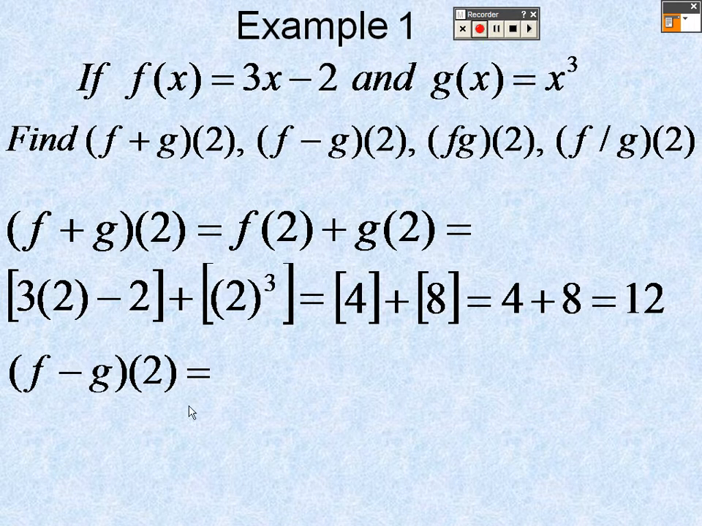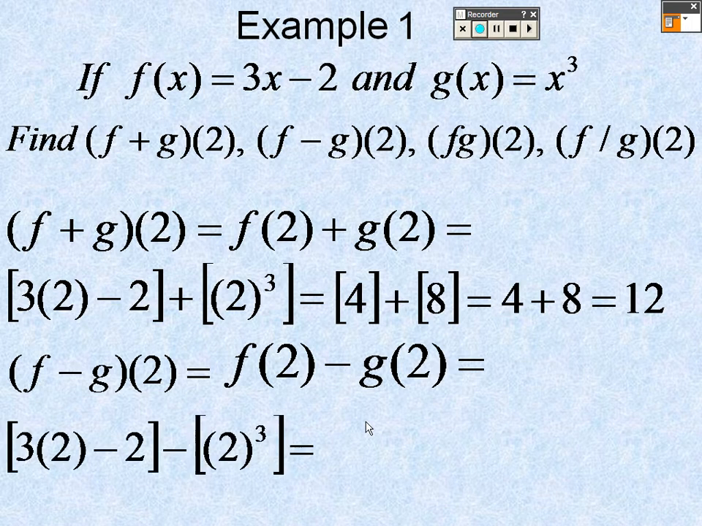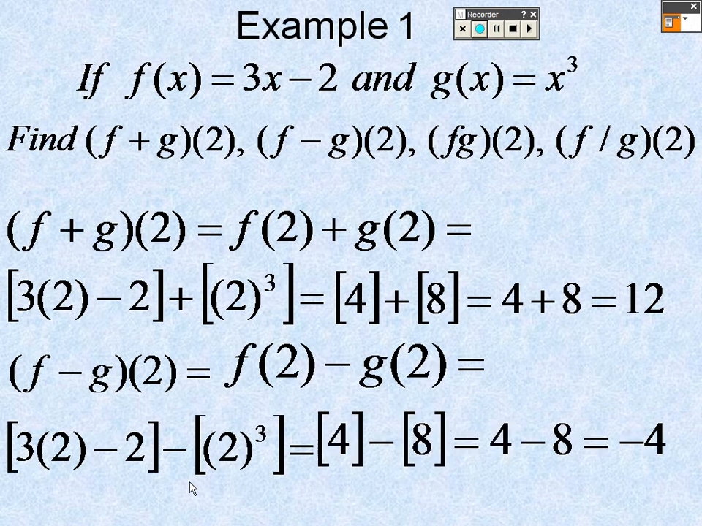The second one's saying, take a 2, plug it in here. Take a 2, plug it in here, but subtract them. So that's what I'm doing. So we already did all this math up here before. We got 4. And we already did all this math over here. We got 8. So now instead of 4 plus 8, we're just doing 4 minus 8. And 4 minus 8 is negative 4.